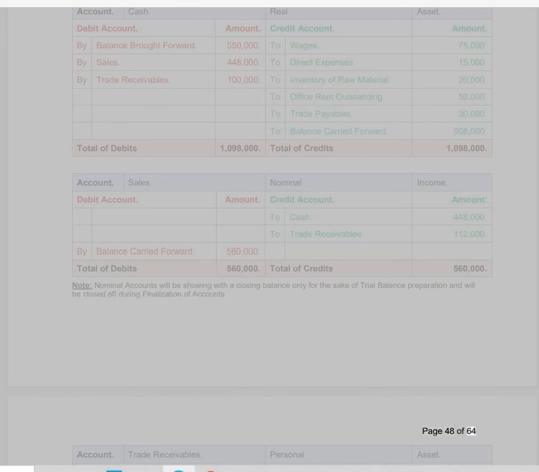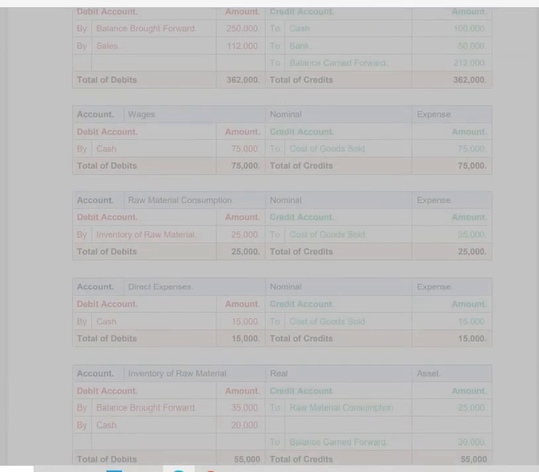Page 48 of 64. Account: Trade receivables. Personal asset. Debit account, amount, credit account, amount. By balance brought forward, 250,000. To cash, 100,000. By sales, 112,000. To bank, 50,000. To balance carried forward, 212,000, total of debits 362,000. Total of credits 362,000.